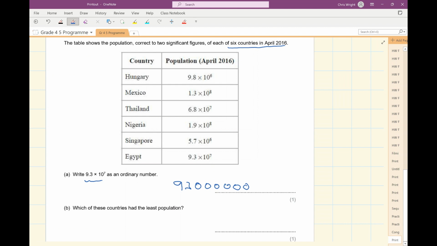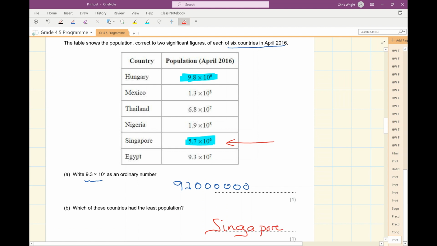Which of these countries has the least population? Well, which one of those is the smallest number? Well, it's going to be the one with either 5.7 times 10 to the 6 or 9.8 times 10 to the 6. And of course, it's going to be 5.7 times 10 to the 6. So the question is, which of these countries? So the answer is going to be the name of the country, Singapore. Okay.